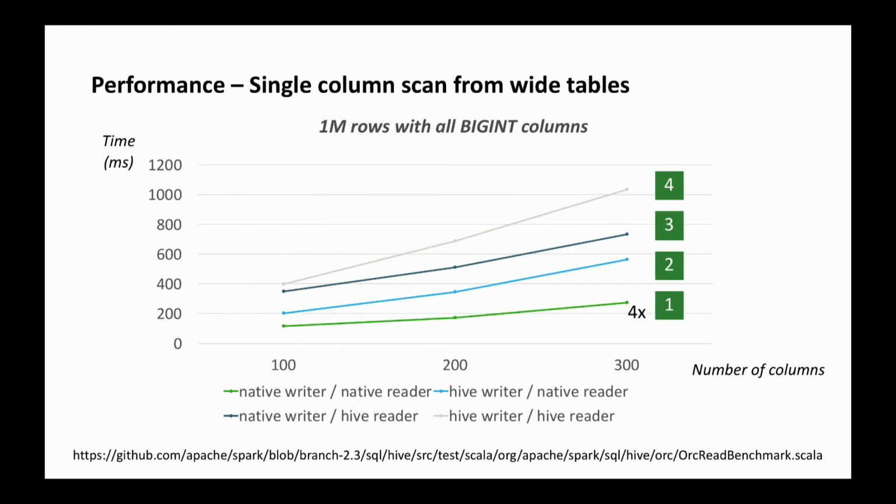This is just one example. I brought this one from the Apache Spark benchmark. It just reads one column from a wide table. The x-axis is the number of columns. So there is a 100-column table, a 200-column table, and a 300-column table. As you can see, the names are the same: 1, 2, 3, 4. Case 1 is the native reader and native writer.